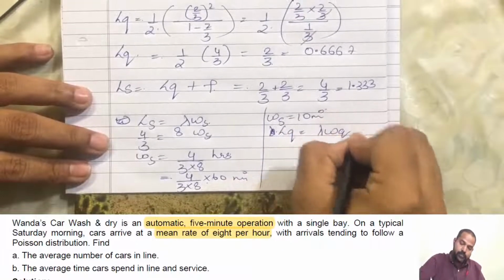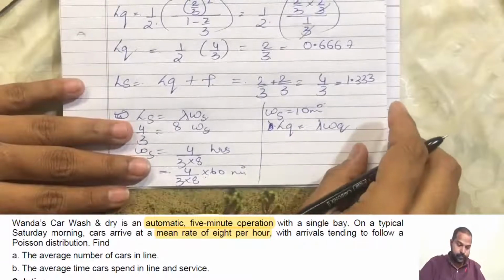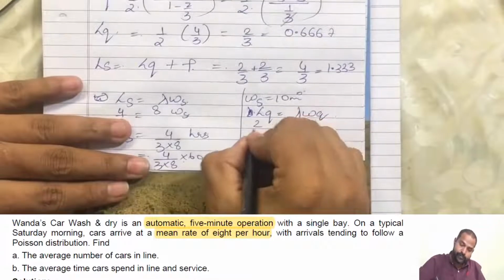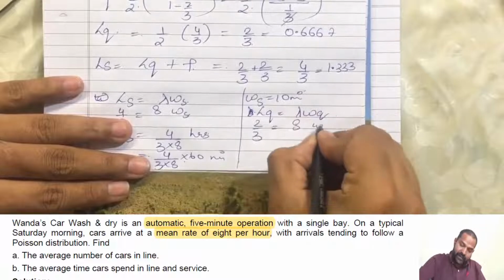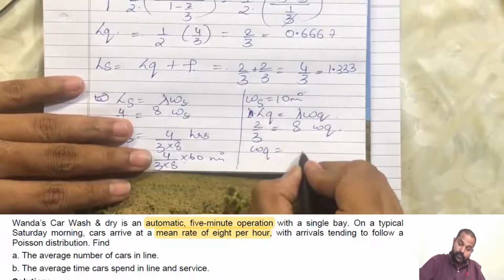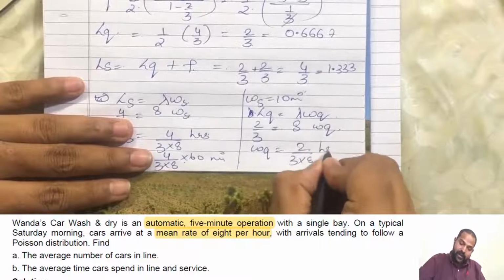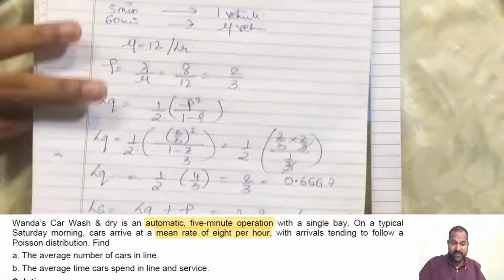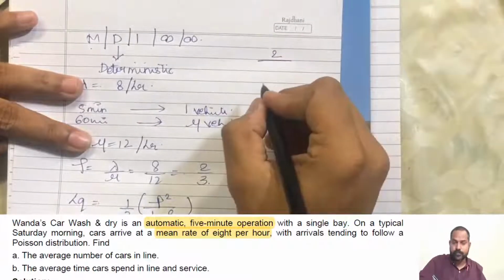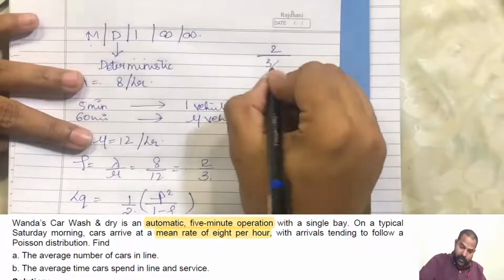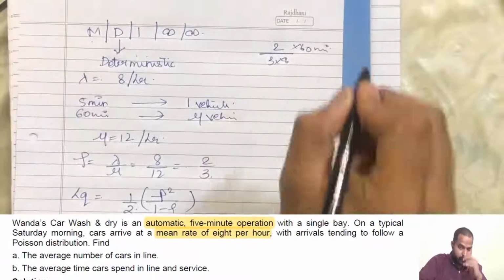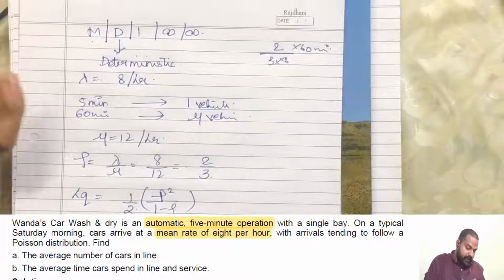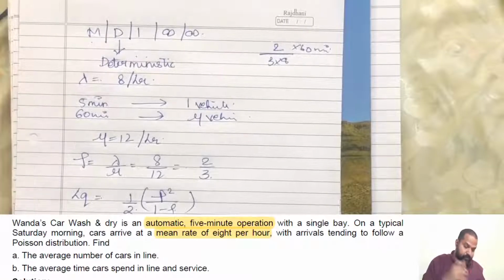LQ is lambda WQ. LQ is 2 by 3. Lambda is 8, so WQ is 2 by 3 into 8 hours. If I have to convert that to minutes, I have to multiply by 60. So it becomes 2 by 3 into 8 into 60 minutes, that is 60 into 2 divided by 8 divided by 3. The answer is 5.